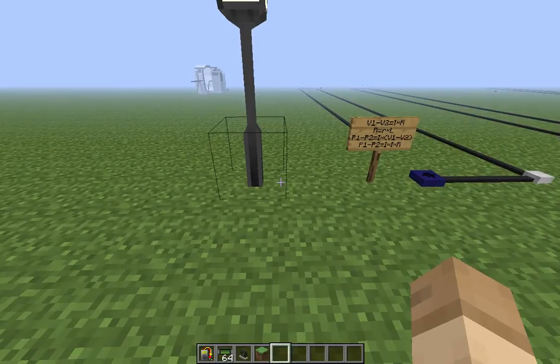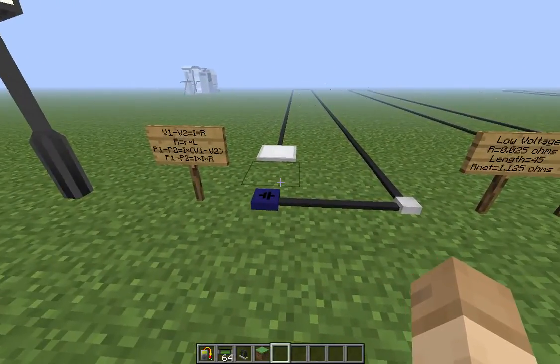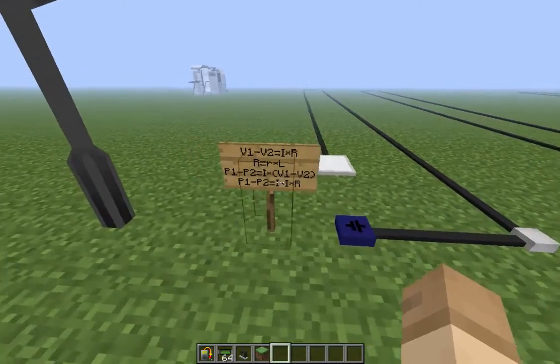Today we're going to talk about cables, the basic building block of this mod. Before we get started, there are a few things you should know when dealing with electricity.